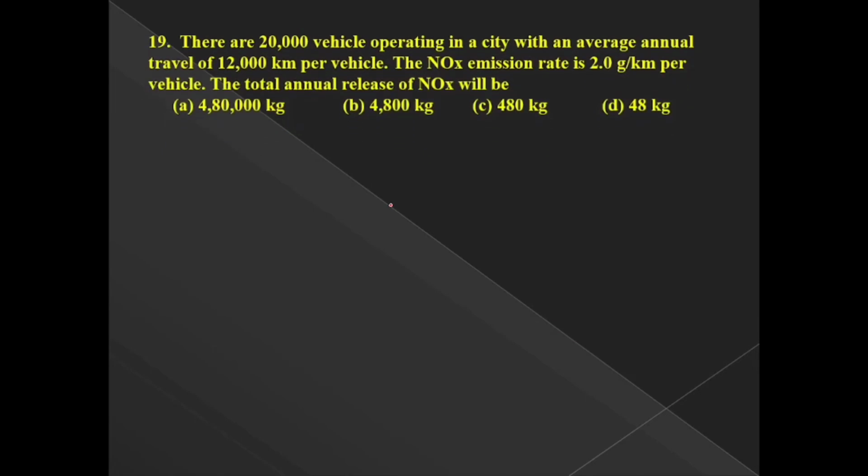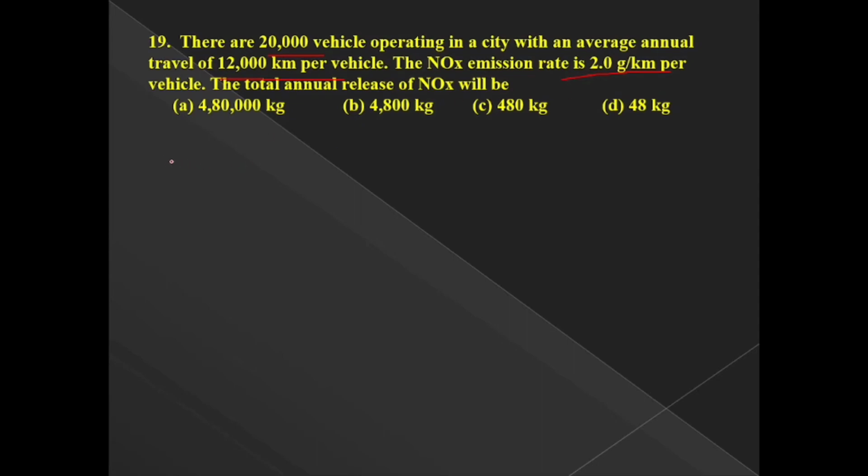So our next question is, there are 20,000 vehicles in a city with an average annual travel of 1200 km per vehicle. The NOx emission is equal to 2.0 gram per kilometer per vehicle. The total annual release of nitrogen oxides is asked. Initially we have to calculate the total distance covered, because the NOx emission rate is per kilometer.